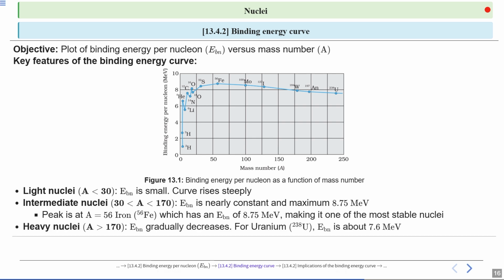Finally, let's consider the heavy nuclei where A is greater than 170. Here the binding energy per nucleon gradually decreases. For example, uranium-238 has a binding energy per nucleon of about 7.6 mega electron volt, which is lower than that of iron. This decrease means heavy nuclei are less stable and more likely to undergo radioactive decay.